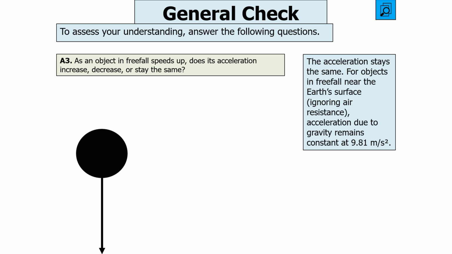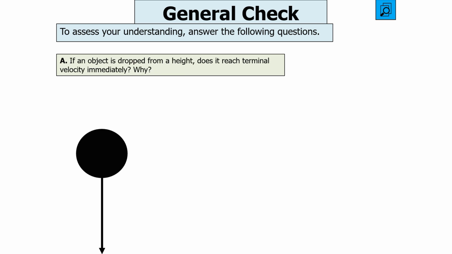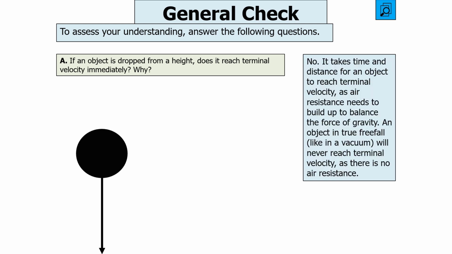If an object is dropped from a height, does it reach terminal velocity immediately, and why? So pause the video now, then unpause the video when you want to go through your answer. No, it takes time and distance for an object to reach terminal velocity, as the air resistance needs to build up to balance the force of gravity. An object in true freefall, like in a vacuum, will never actually reach terminal velocity as there's no air resistance.